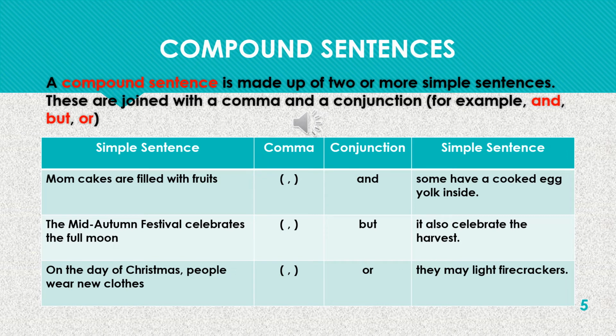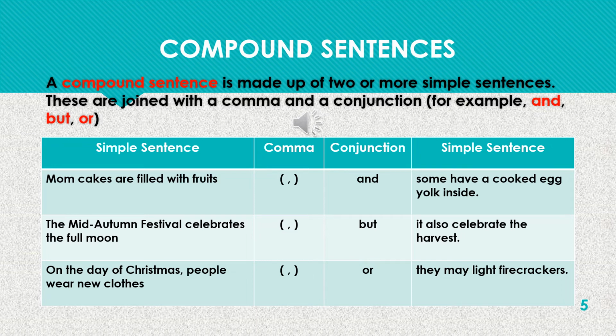Do you remember what a conjunction is? Here I have some examples for you. And, but, and or are the examples that I have for you here. So, the definition is telling us that a compound sentence is made up of 2 or more simple sentences. So here we are going to have 2 simple sentences that are going to be joined by a conjunction. And a conjunction can be and, but, or. There are more conjunctions, but these are the 3 that we are going to use in this class.